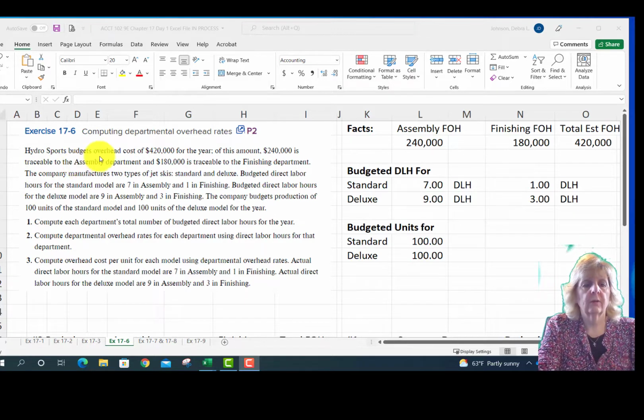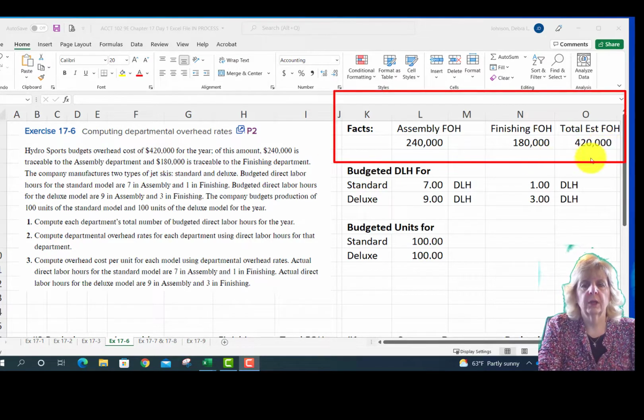Hydrosports budgets overhead cost in the amount of $420,000 for the year. So here's the total overhead cost that they've budgeted, but this time they've split it out between two departments. It says of this amount, $240,000 is sitting in assembly and traceable to the assembly, and $180,000 is traceable to the finishing department. So they've had to overhaul their general ledger accounts to include at least two different overhead accounts.